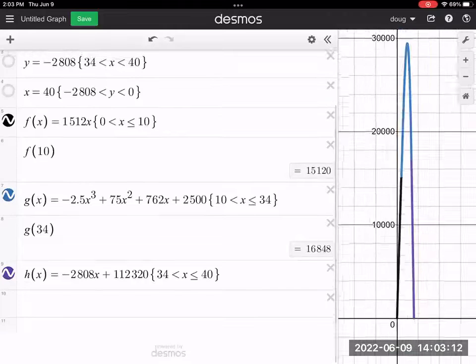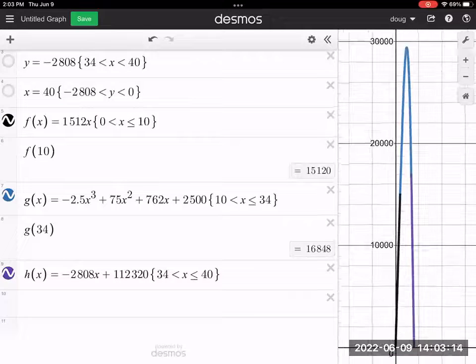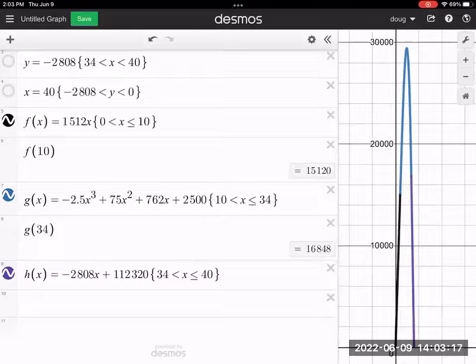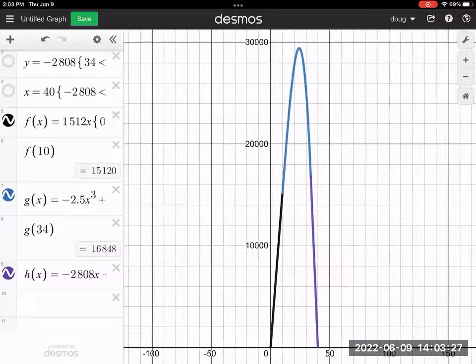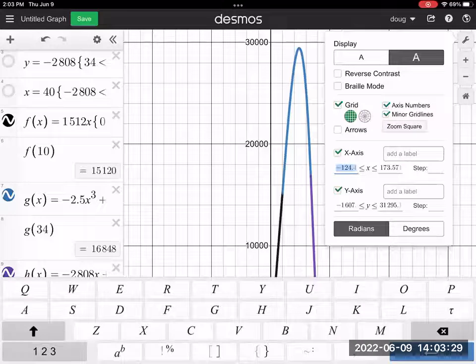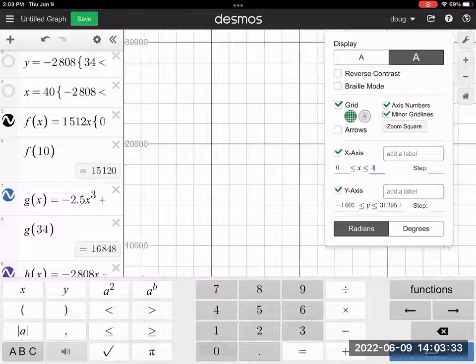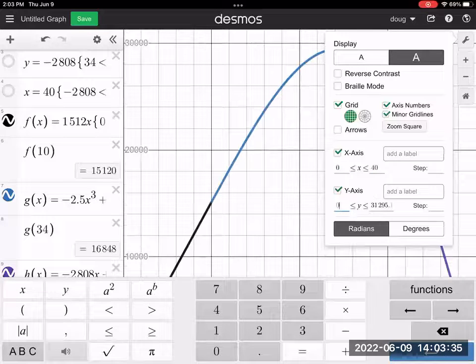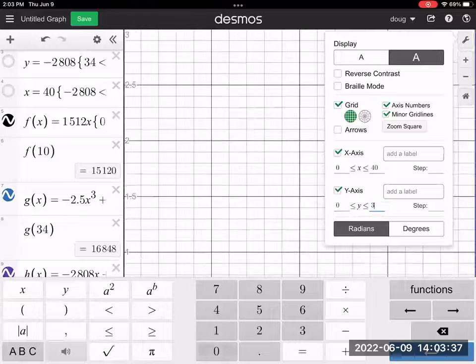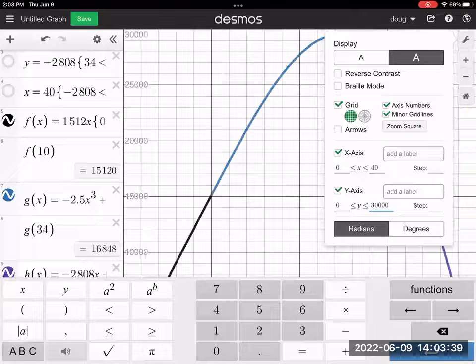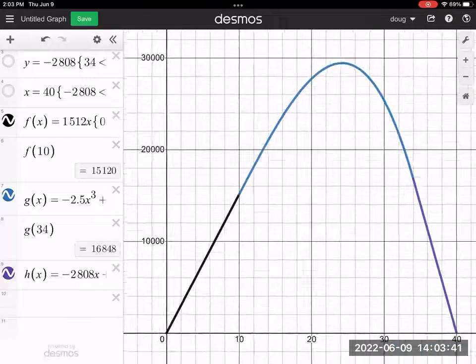Beautiful. So it's kind of a parabola looking structure. Notice it tops out at 30,000. So in terms of its limits, it's like 0 to 34, and then I want to be 0 to 30,000, and I'll have a much better view, right? So 0 to 40 and 0 to 30K. Beautiful.